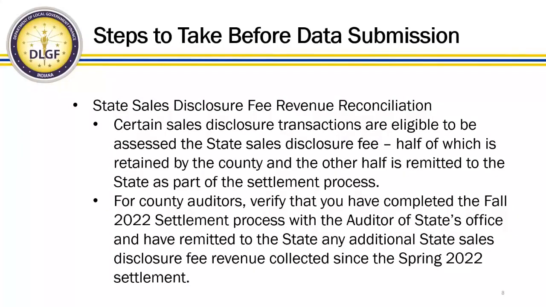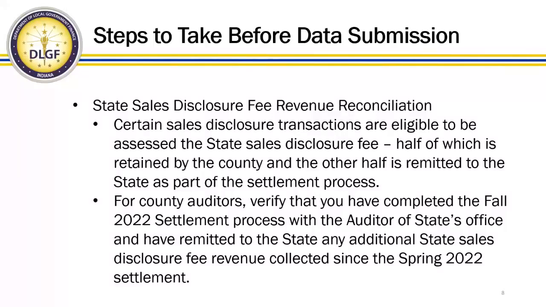Okay, so talking about the state sales disclosure fee revenue reconciliation and some steps we can take there to help speed up the process. There are certain sales disclosure transactions which are eligible to be assessed the state sales disclosure fee. Right now, I'm pretty sure that fee is $20. Half of that money gets retained by the county to be used for your own purposes, and the other half gets remitted to the state as part of the settlement process.